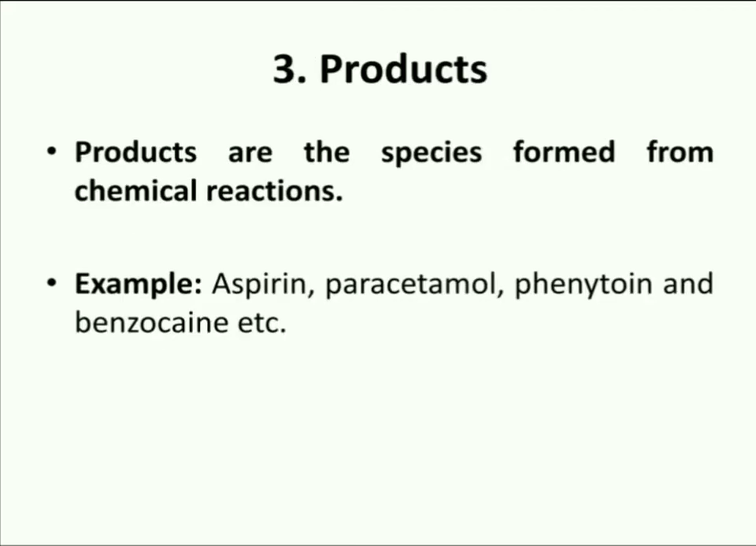The next important term is product or products. During a chemical reaction, reactants are transformed into products after passing through a high energy transition state. So products are the species which are the result of any successful chemical reaction. However, confirmation of the successful reaction depends on the authentication of the product through various preliminary tests and using highly sophisticated methods. A few examples of medicinally important products include aspirin, paracetamol, phenytoin, benzocaine, etc.